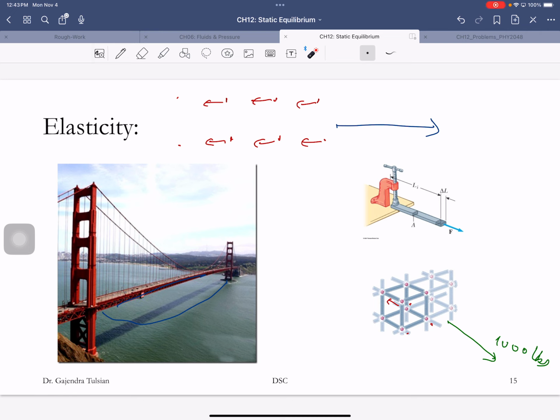What would happen if this was increased from 1,000 pounds to 2,000 pounds? All those forces would double, and they would add up to that. So the rod stretches such that the restoring force is equal to the deforming force, or the reaction force is equal to the deforming force.